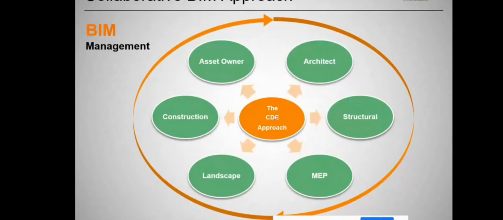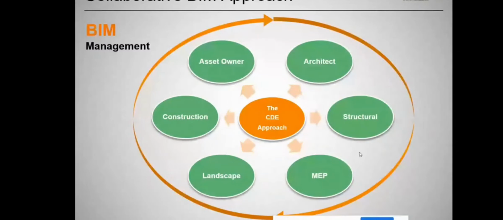Basically, for example, let's say an architect is moving a wall 10 inches to the north direction. The mechanical engineer will get to know about the change instantly. The mechanical engineer will get a notification saying that the architect has moved this wall 10 inches to the north direction. Similarly, all the other stakeholders will get a notification if any stakeholder makes any changes to their model. So this approach is called the common data environment approach.